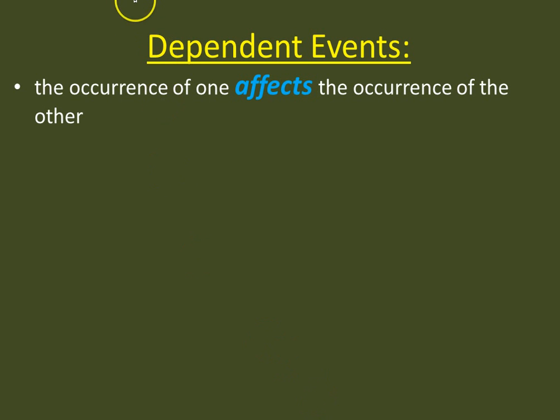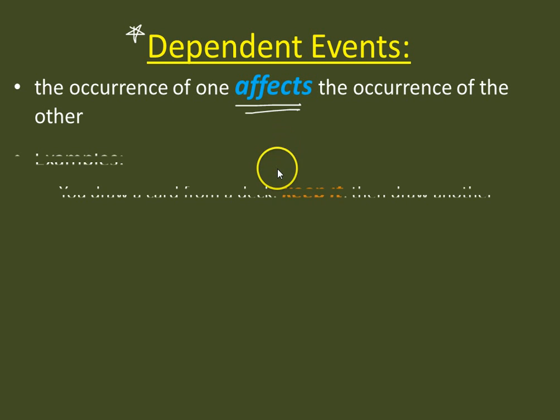Now, dependent. What do we say about independent? Independent means there's no effect. They are independent of each other. But if it is dependent, the occurrence of one is going to affect the occurrence of the other. That's why it's called dependent. There's an effect on it.